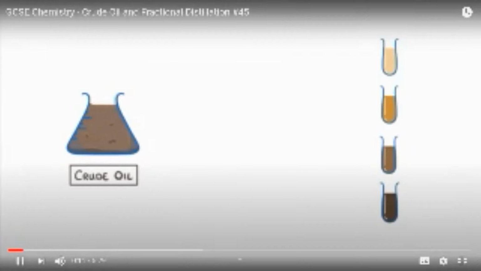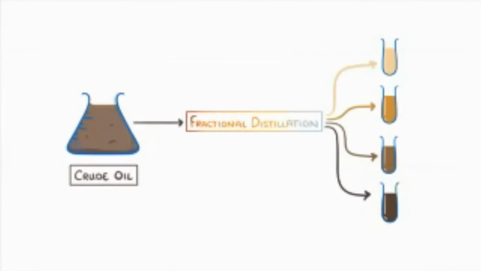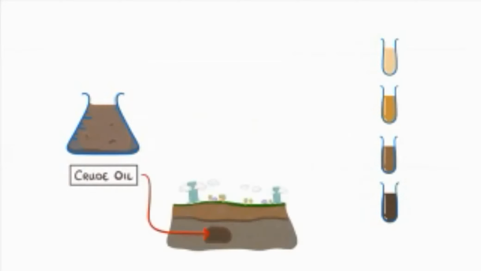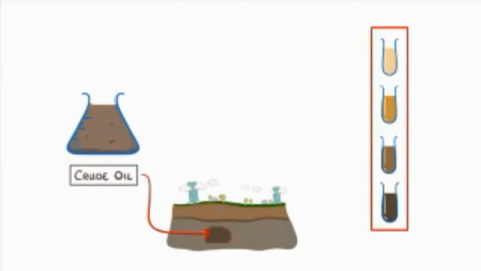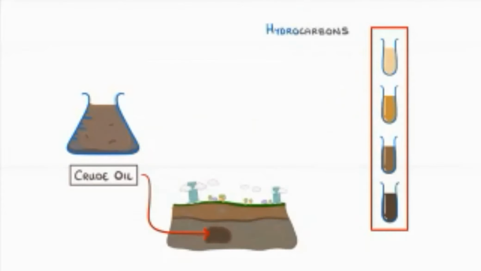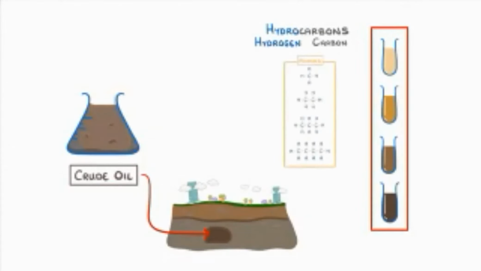Separates it into its different components using fractional distillation. Crude oil is a fossil fuel that we get from deep under the ground and is basically a mixture of lots of different compounds. Nearly all of these compounds, though, are hydrocarbons, which contain only hydrogen and carbon. And the most common type of hydrocarbons are alkanes, which you covered in the last couple of videos.